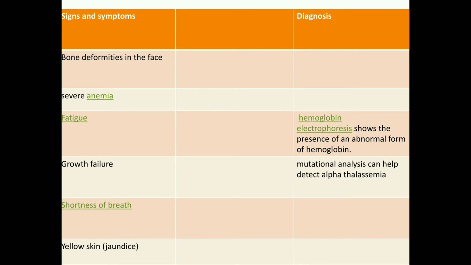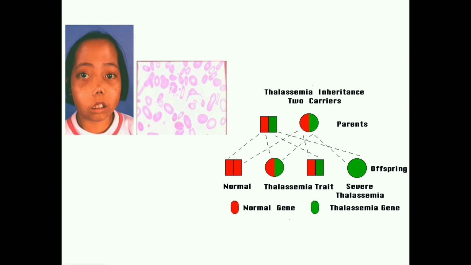Bone deformities in the face, severe anemia, fatigue, growth failure, shortness of breath and yellow skin. The diagnosis of fatigue is hemoglobin electrophoresis, which shows the presence of an abnormal form of hemoglobin, whereas the diagnosis of growth failure is mutational analysis. Here you can see the inheritance of two carrier parents of thalassemia. The resultant offspring are normal, thalassemia trait and severe thalassemia.